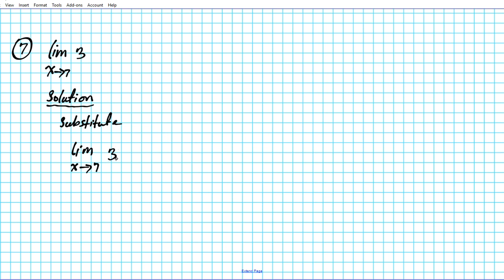Ladies and gentlemen, f of x equals 3 is a constant function. Okay, so whatever x is, guess what? The function is going to constantly be what? 3. So this limit is simply 3 because it's a constant function and it's independent of where x goes. So x can do whatever it wants. The function will always approach 3. Okay? All right, so that's that.